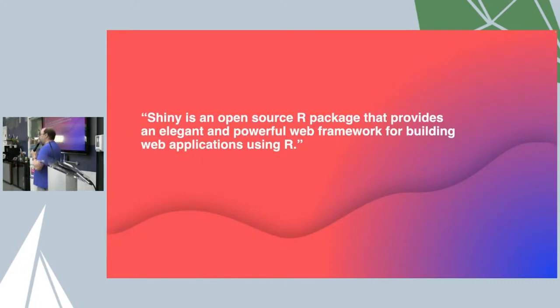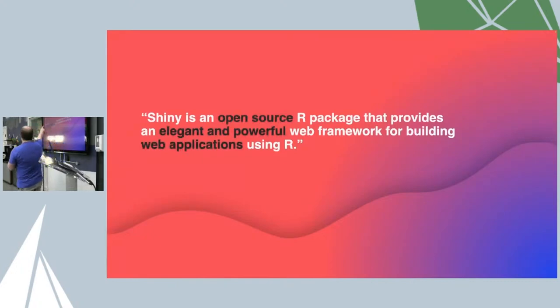So they talk about the open source framework. I'm highlighting three terms in black here. It's an open source framework within R, might be within other languages as well. It's elegant and powerful. We're going to talk about the elegance and the powerful Shiny apps that you can build.